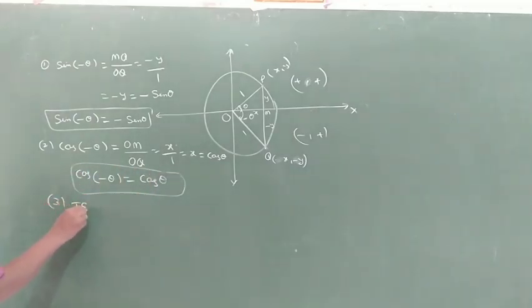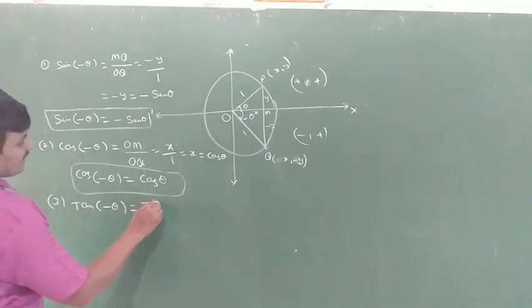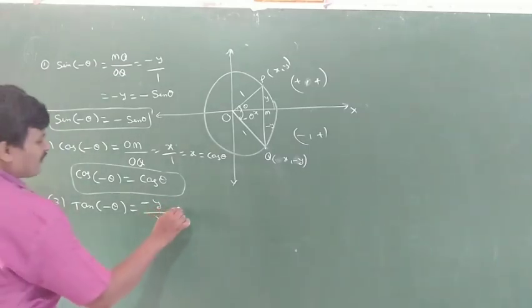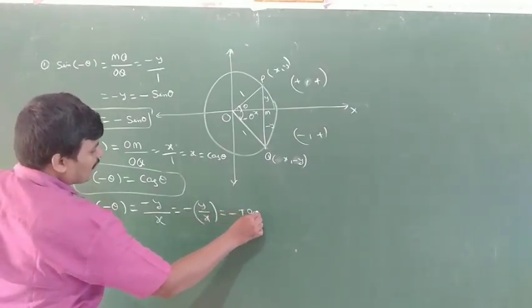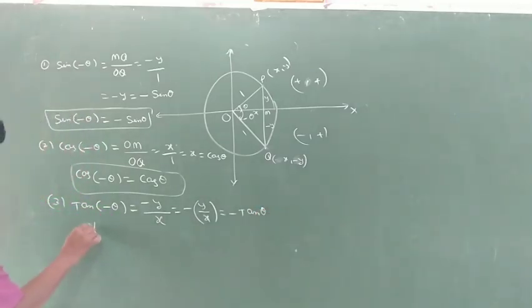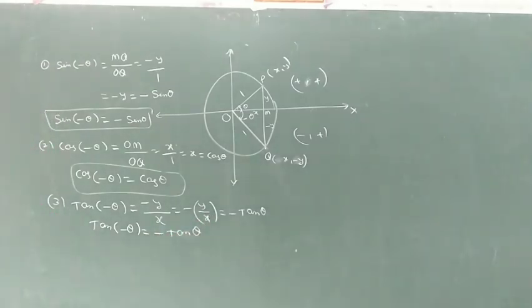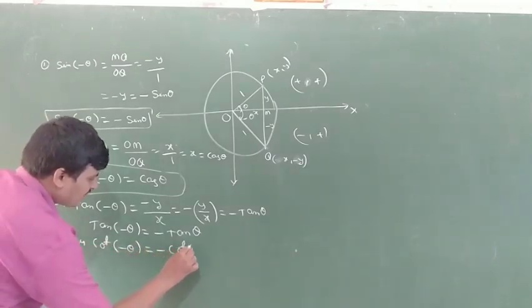Third one, tan of minus theta: opposite side is minus y by adjacent side x. So minus y by x, and y by x is tan theta. So tan of minus theta is equal to minus tan theta. Since tan is negative, cot is also negative. Similarly, cot of minus theta is equal to minus cot theta.